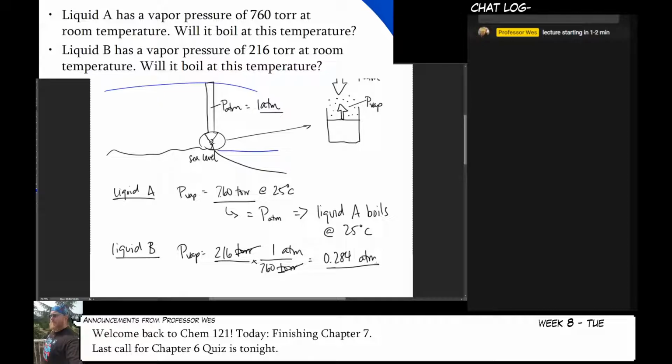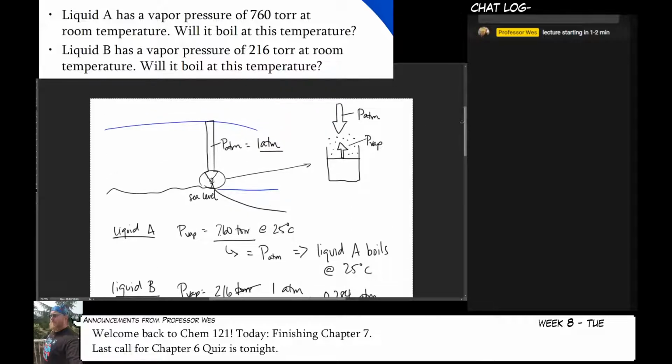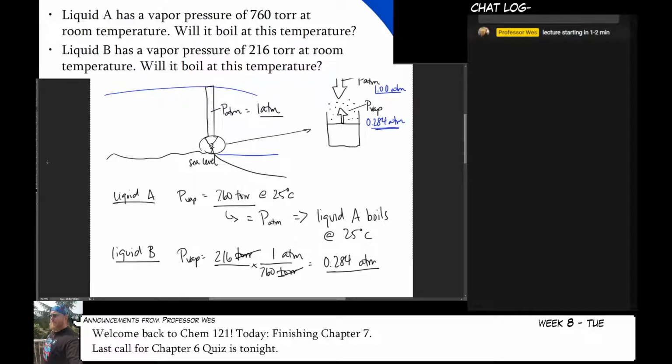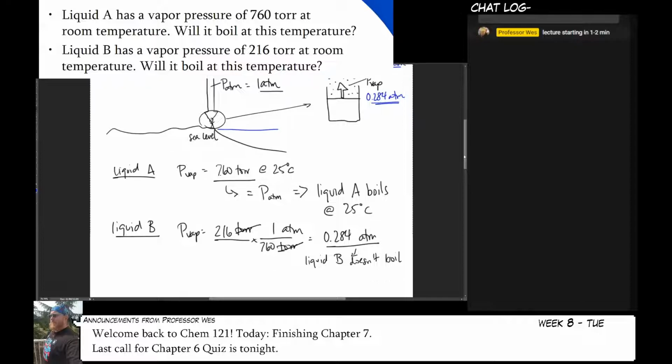All right, so this is the pressure for liquid B. So up here in this diagram up at the top that's kind of cut off, we'll put it right here. So this would be 0.284 ATM, and this would be 1 ATM. Now, this number is not equal to or greater than that number. And so the result that we would conclude is that since this is less, we would say liquid B won't boil at the temperature that we have.